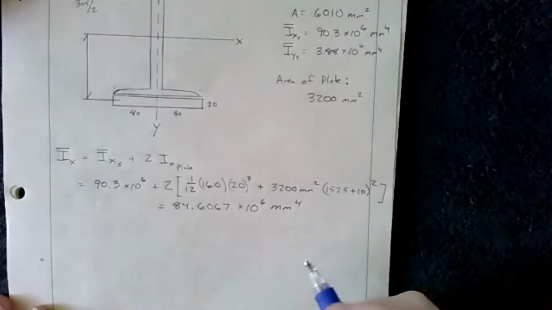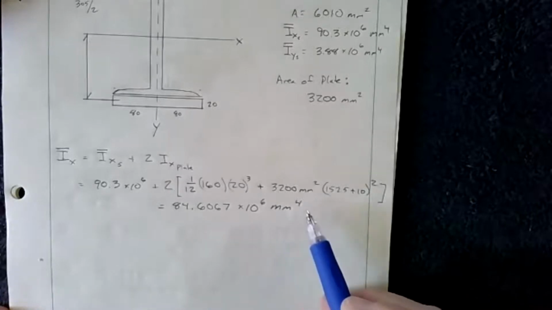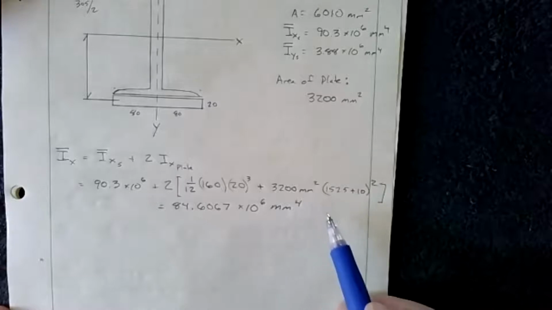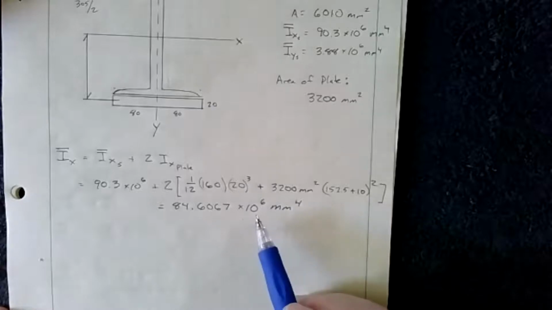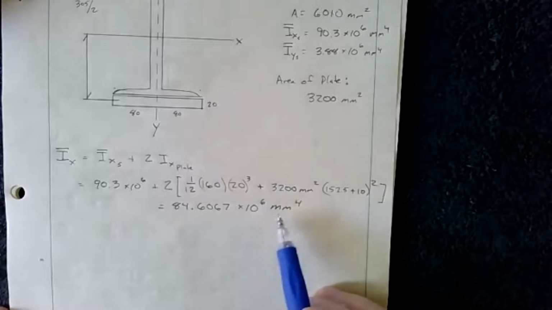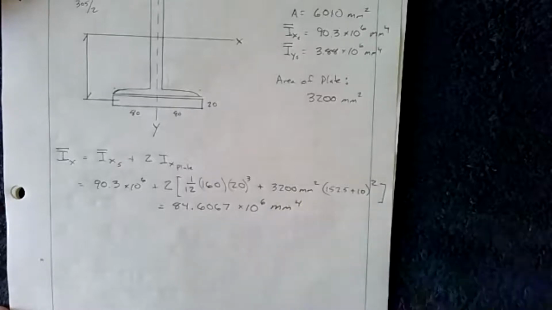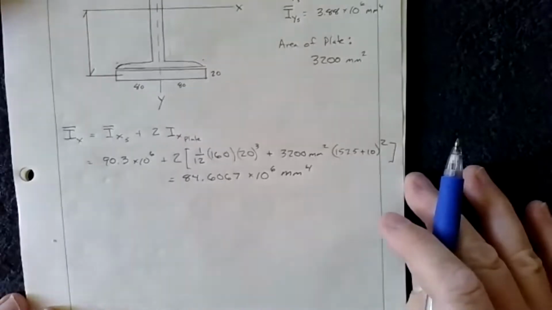If you remember your powers, to convert from millimeters to meters, you multiply by 10 to the minus 12. Since it's the power of 4, there's a difference of 3, and 4 times 3 is 12. So this could be 84 times 10 to the minus 6 if you want it in meters, but we'll leave it in millimeters.